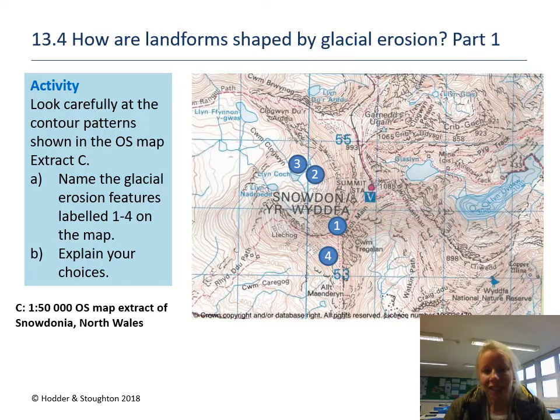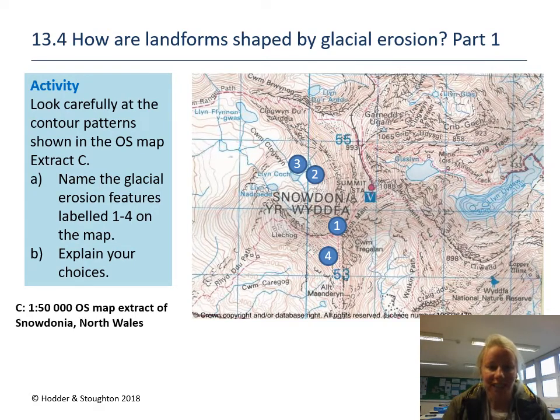Now, you're going to need to read those contour lines. First of all, you need to make sure you know what that is. So our brown lines on our map are our contour lines. They represent 10-meter levels in height. If you see contour lines close together, that means the land is really steep. If they're far apart, it means the land is quite shallow and fairly flat. So the closer they are together, the steeper the land.